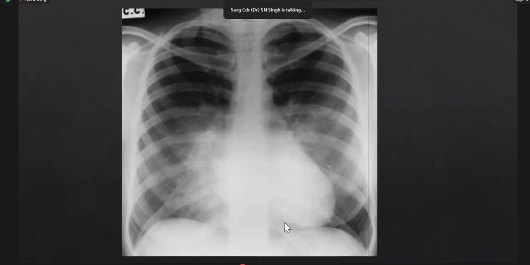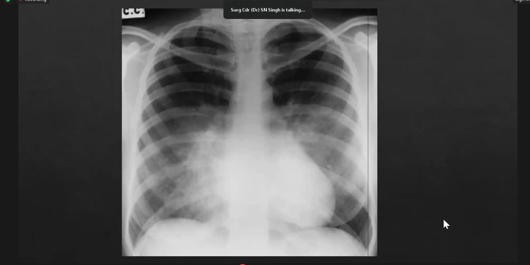With this, if you're suspecting a mass lesion, you should also look at the bones to see whether there is any metastasis or not. If it is metastasis, the issue is over. Okay, this is a mass lesion. That's one. Do you see anything in the bone? Probably no.